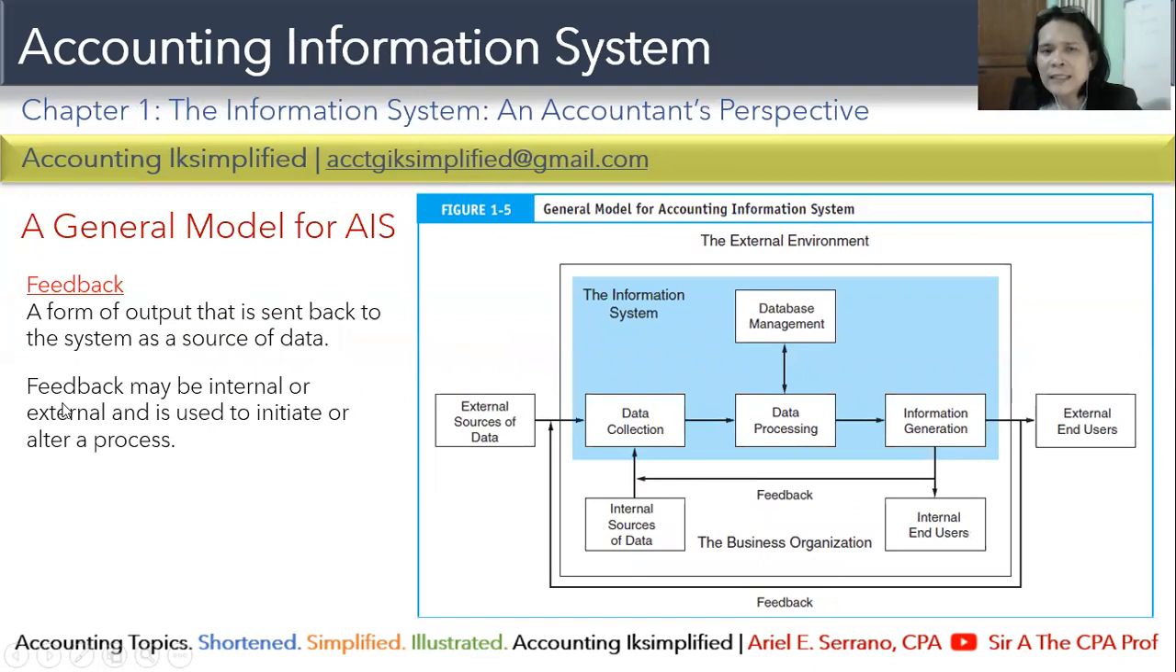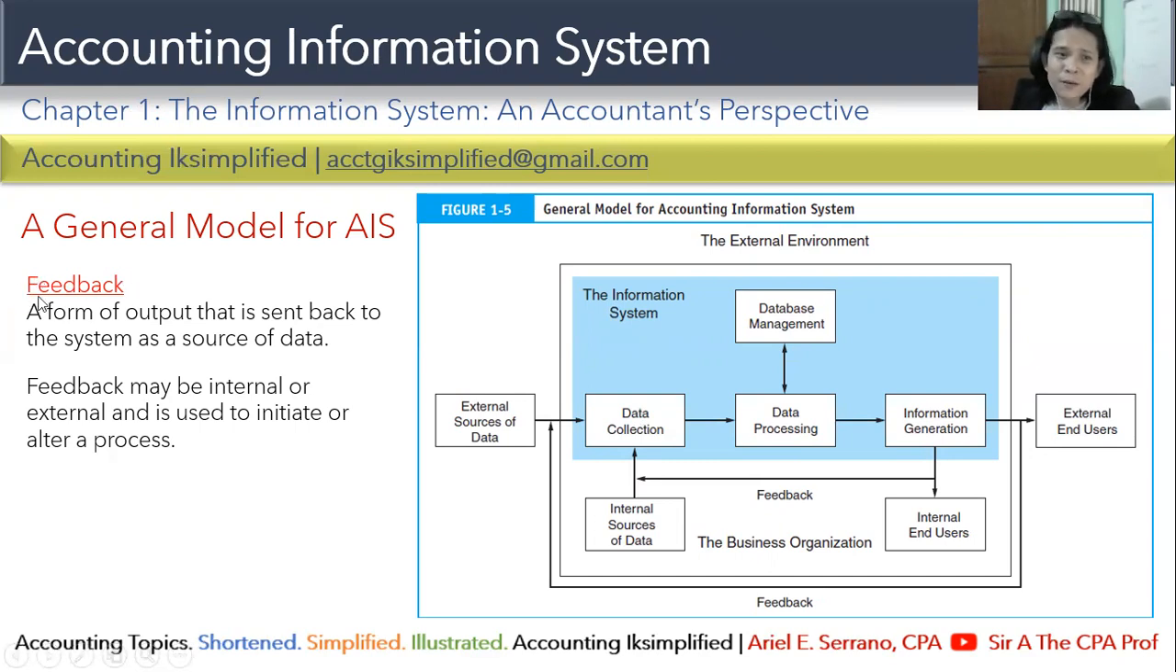Okay. Now, last item. Kinakailangan merong feedback because the feedback gives us an idea, was it effective? Was it helpful to them? Because that is the form of output, no? That is sent back to the system as a source data na. Okay? Para later on, magagamit ito, the cycle goes on. Okay? Feedback may be internal or external and is used to initiate or alter a process.